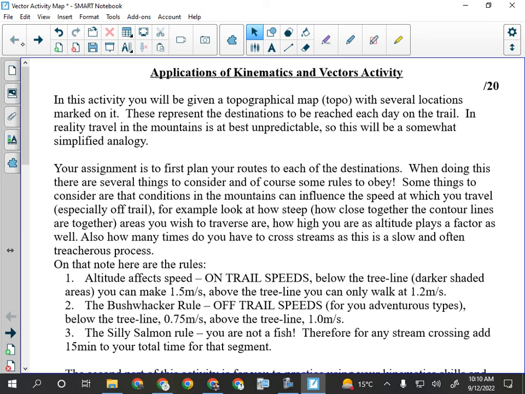Yes, trees, snow, glaciers, rivers, all that kind of stuff. So you need to look at how steep an area is. Like, can I actually walk there, or is that one small step for me and one big step for whoever has to clean up the mess at the bottom? So you've got to think about that kind of stuff: the areas you wish to traverse, how high you are in terms of altitude, and how many times you have to cross streams, as this is often a slow and treacherous process.